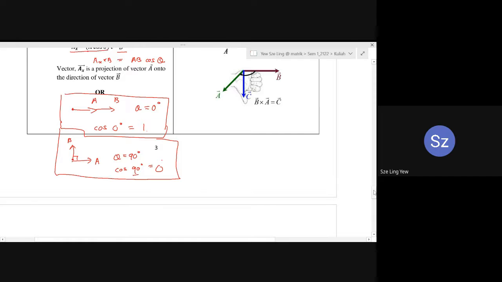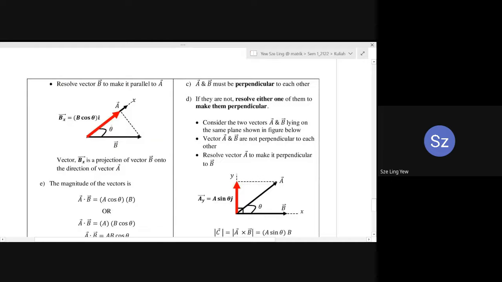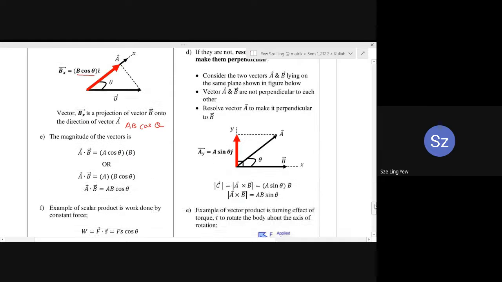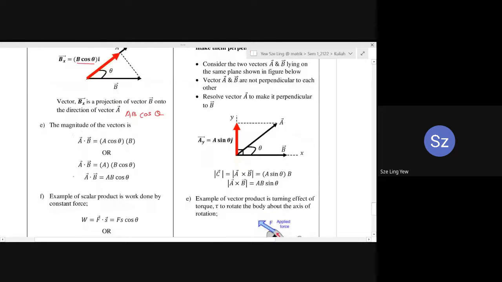All right, so this is another example. If you resolve B, it's also B cos theta. You make B parallel to A. So eventually, you're still going to get AB cos theta in your calculation. So this is the conclusion, a summary. It doesn't matter whether you resolve A or you resolve B, you are going to get the same answer, which is AB cos theta.